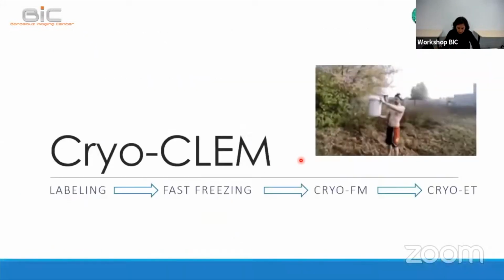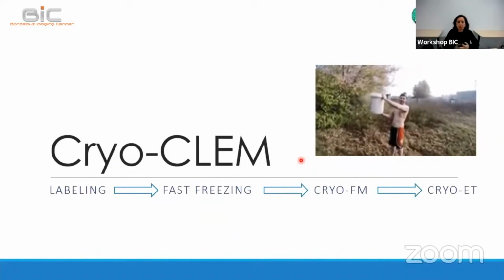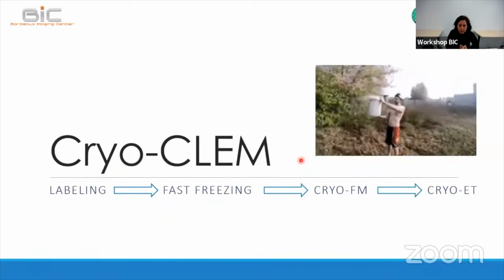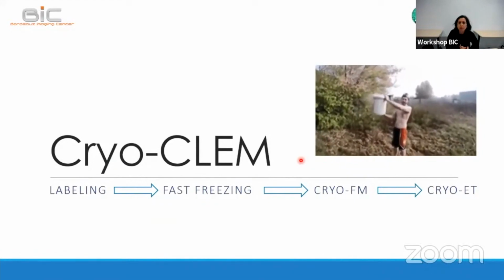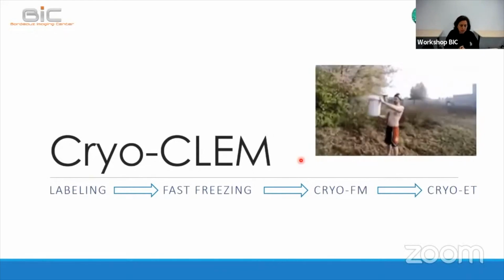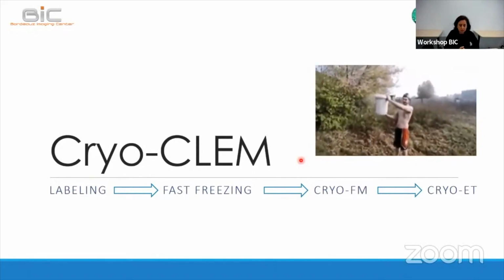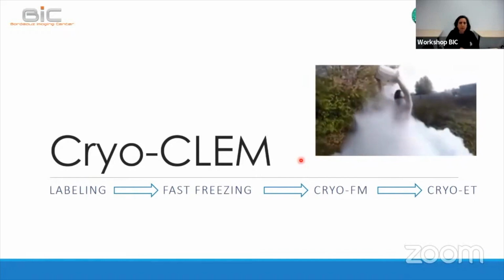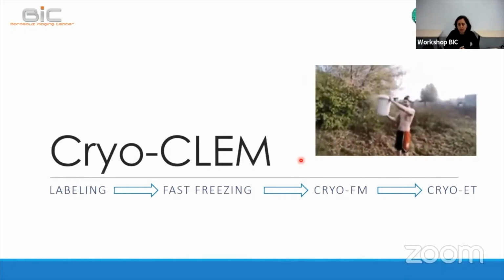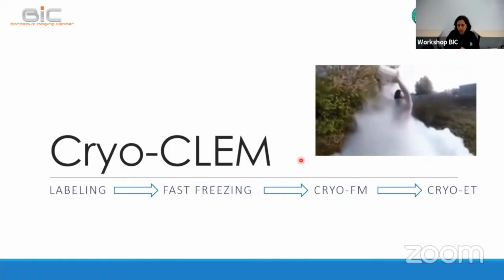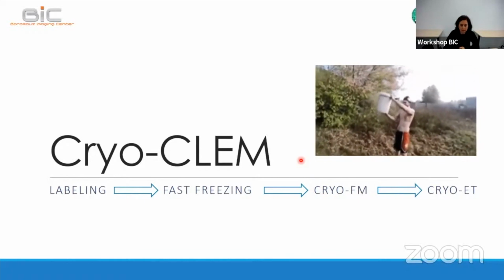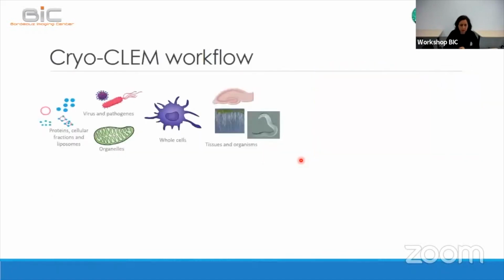So now we are going to talk about the Cryo-CLEM workflow. I will be presenting the most direct workflow that is coming from a fluorescent specimen, and it's going to be really fast freezing. And then we are going to do the acquisitions in cryogenic conditions in both light microscopy and electron microscopy, without labeling, without contrast, and without any kind of manipulation of the sample.